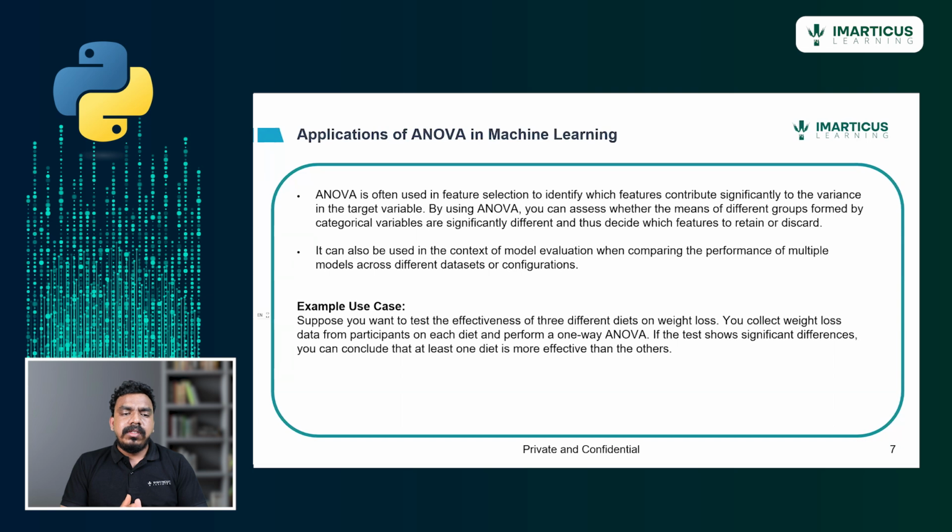Suppose you want to test the effectiveness of three diets. For example, consider there are three diets going on: diet A, diet B and diet C. You want to understand which diet will help you lose weight. You collect the weight loss data from the participants on each diet and perform a one-way ANOVA test. If the test shows a significant difference, you can conclude that at least one diet is more effective than the other diets. So this is where the ANOVA test will help.